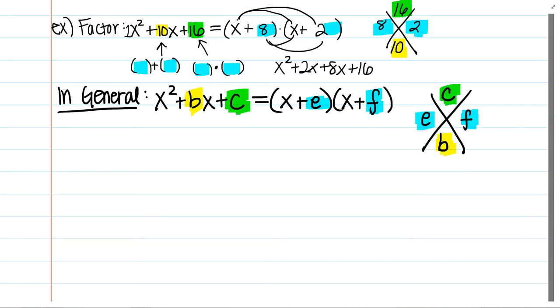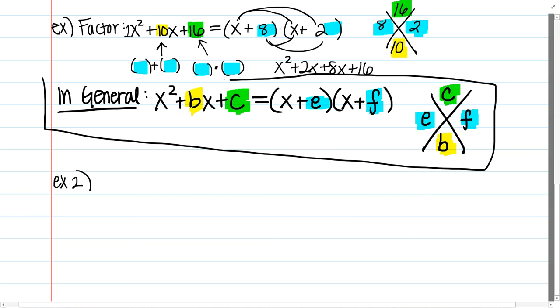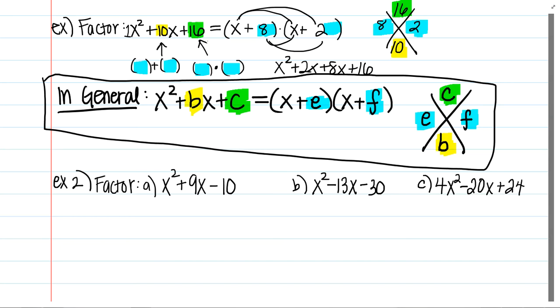All right, let's just try a couple more. And I'm going to put this in a nice big box because this is the key idea here. Okay, why don't you give these 3 problems a try? Or at least the first 2. If you're not sure what to do with C yet, then you can hang on to that one. All right, for the first 2 you should be setting up a diamond problem. For the first one, we want to find 2 numbers that multiply to make -10 and add to make 9. And for the second one, we want to find 2 numbers that multiply to make -30 and add to make -13. Can you find those numbers?